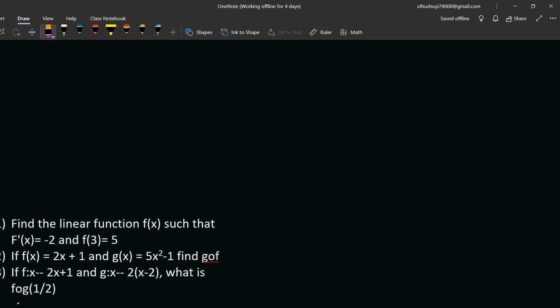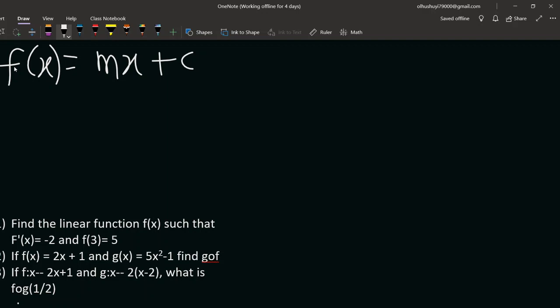Question 1. Find the linear function f of x such that f prime of x is equal to minus 2 and f of 3 is equal to 5. Now the linear function, that means f of x is the equation of a straight line. It is y equals mx plus c. This means that our linear function will be of the form mx plus c.